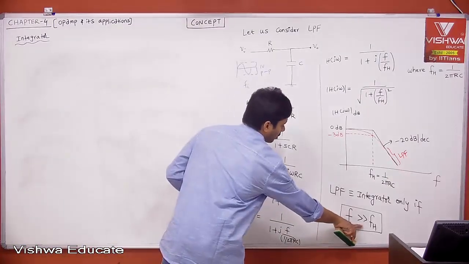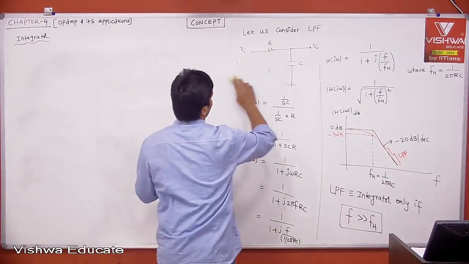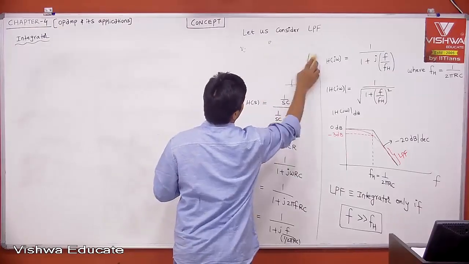You have to remember this condition: to get integration, the frequency of your input signal should be greater than 1 by 2 pi RC.